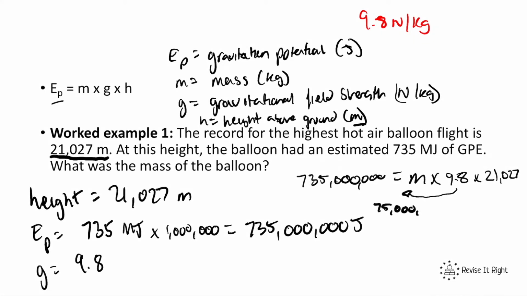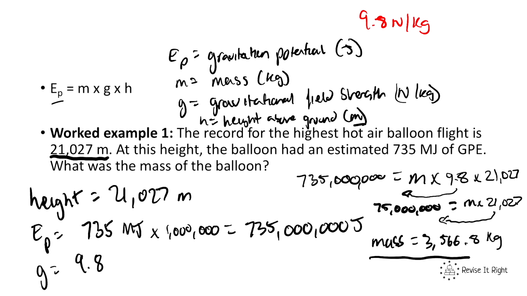So 75 million is therefore equal to mass times 21,027. Now we can get mass on its own by getting that over to this side. It's times over here, so we can divide it. So 75 million divided by 21,027, and our mass is therefore equal to 3,566.8, and our unit is the kilogram. So that is the answer to that question.